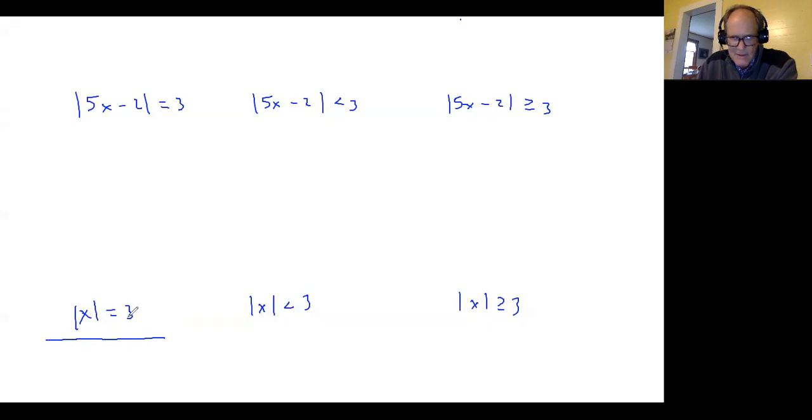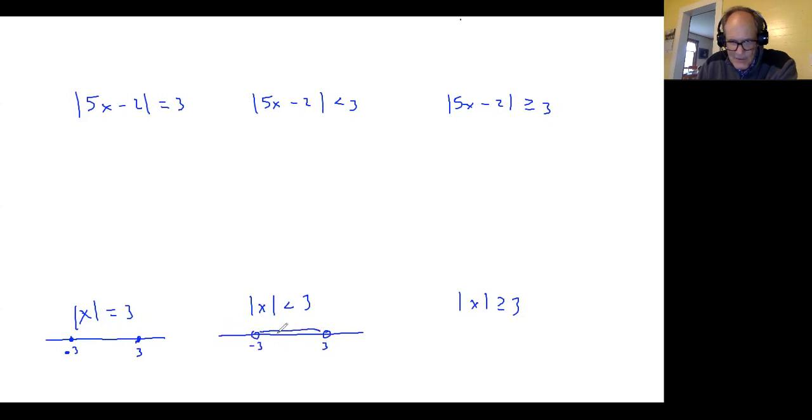The absolute value of x is equal to 3. What values of x, when you take the absolute value, in other words, when you turn them into a positive number, are going to equal 3? Well, there's only two answers, 3 and negative 3. Same thing here, or sort of the same, a little bit different. What numbers, when you turn them into positive, are going to be less than 3? Well, that's going to be all the numbers from 3 to negative 3.